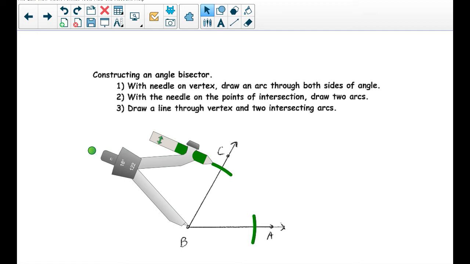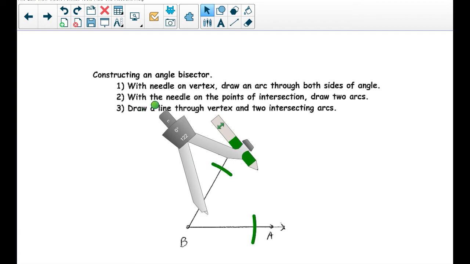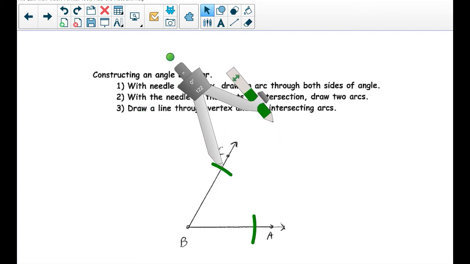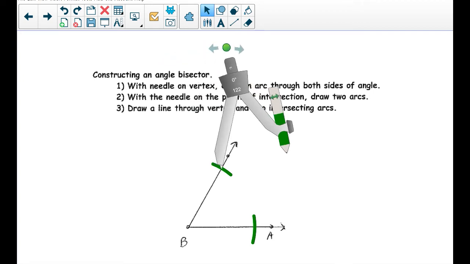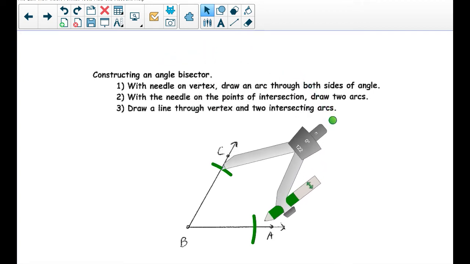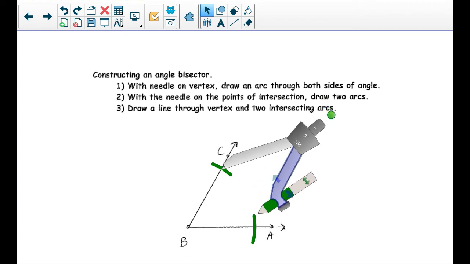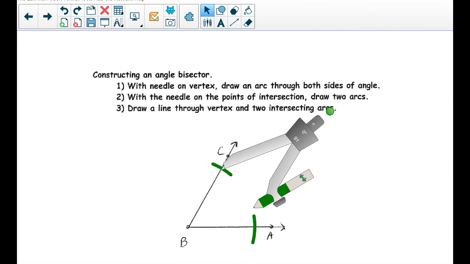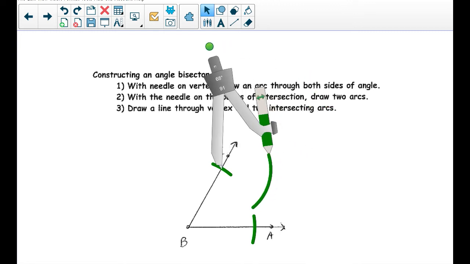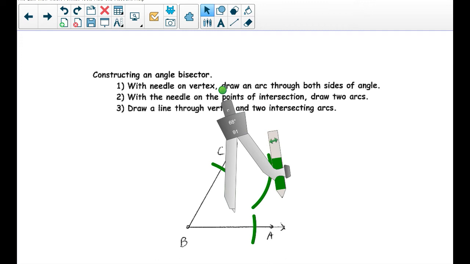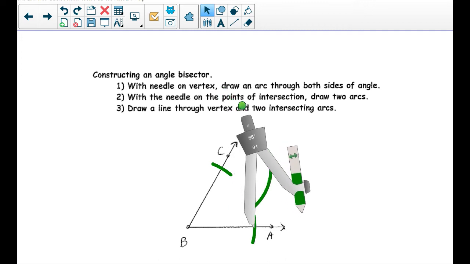Next I'm going to take this compass and move it to those marks, one on each side. Biggest thing is, again, the size of the compass doesn't matter as long as it's over halfway. So as long as it's over halfway, you're good. So over halfway, and I'm going to make a mark. Keep the same measure. Move to the other side.